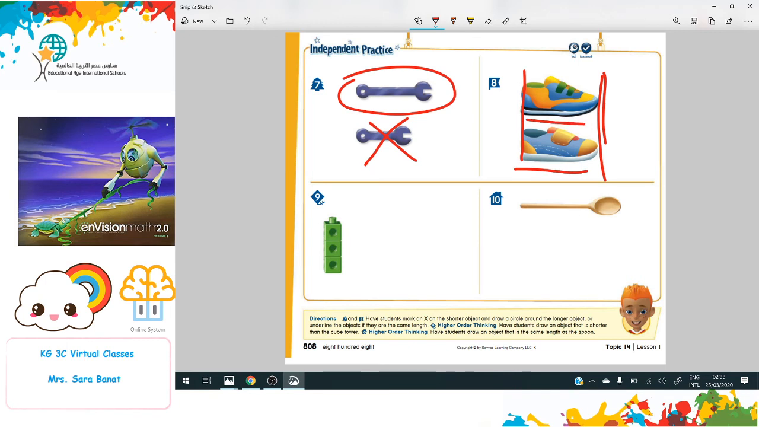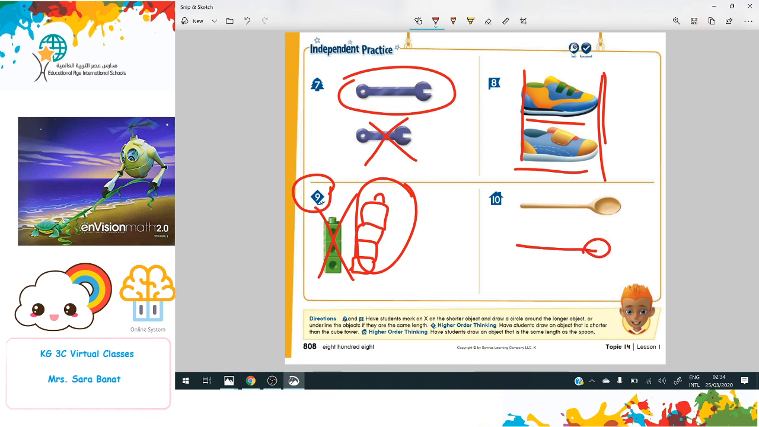Okay, now number 9, we need to draw a longer or taller cubes than what we have. So here we have 3 cubes. So I will draw 4 to make it longer, and I will circle it and I will cross this one out. What about the spoon? This spoon is long. I want to draw a shorter or the same, we will draw same length of this spoon. I will draw something that is the same length of this spoon.